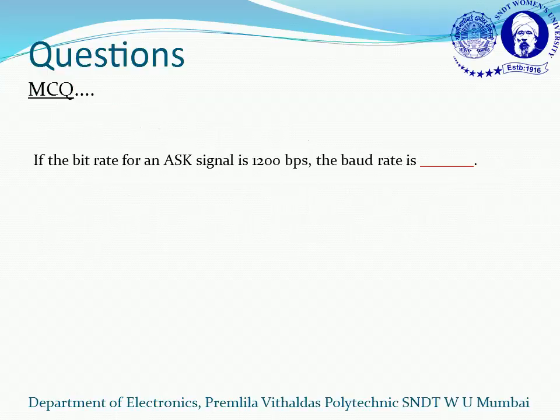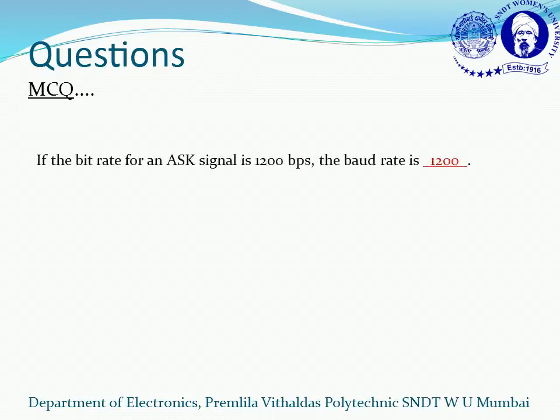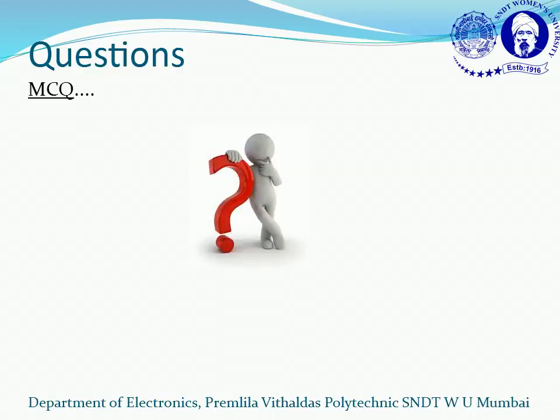If the bitrate of an ASK signal is 1200 bits per second, then what will be its baud rate? Just to remind yourself, the bitrate and baud rate for an ASK signal are the same, and hence if the bitrate is 1200 bits per second, then the baud rate too will be 1200 baud. Move on to the next question.